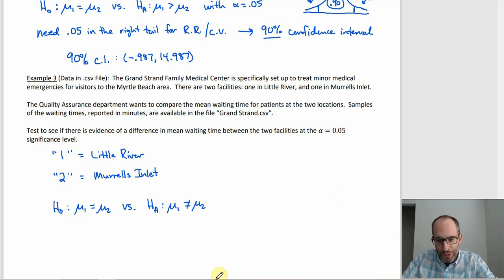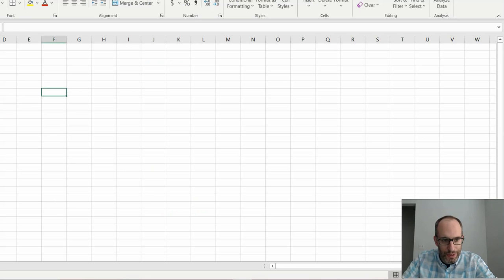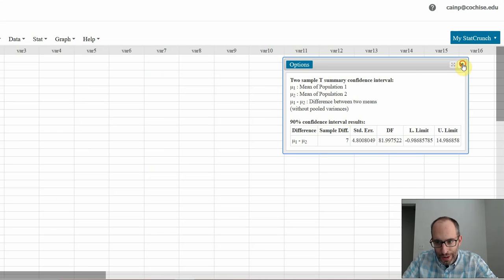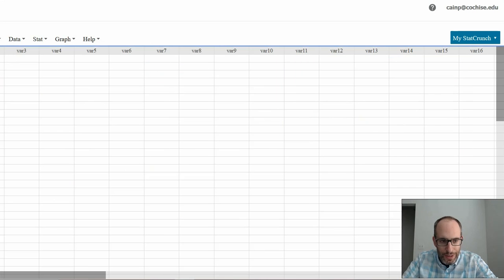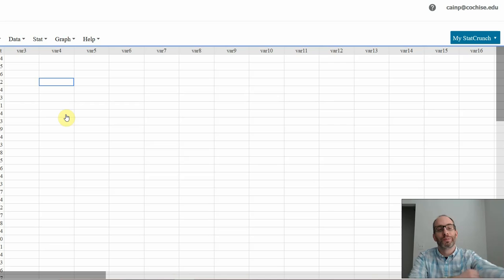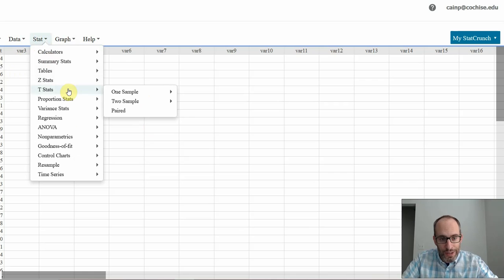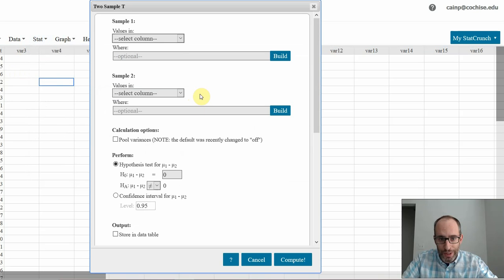All right. Well, if we use StatCrunch for this, I'm just going to copy these right here. So I'm just going to highlight those, Control C, and then in here, I'm going to paste into the heading, because that way Little River and Murrells Inlet show up as the heading rather than as like the first row of data. And then this time, if I go to Stat, then T Stats, and then Two Sample, now I want to go to With Data. So I go to With Data, and then it'll ask me where the data is, and I say sample 1 is in the column called Little River, and then sample 2 is in the column called Murrells Inlet. And then we are going to do a hypothesis test, and it's two-sided, so we're good to go here.